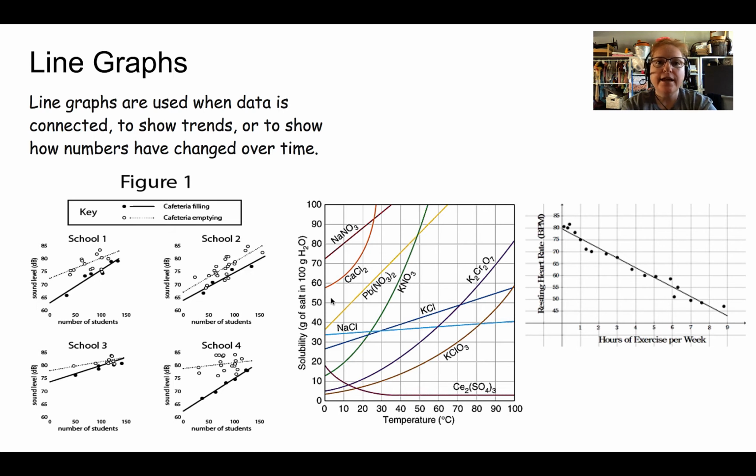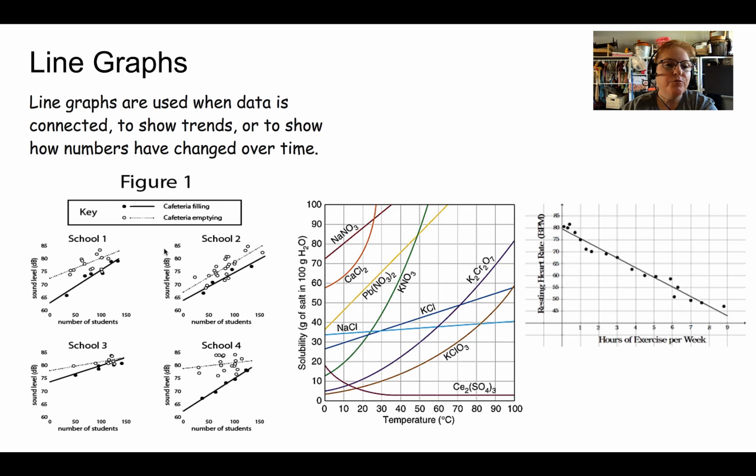Okay, line graphs. Line graphs are the ones that we are going to focus on. You already made your practice graph. You can use a lot of different graphs for science, but the main reason we're going to be focusing on line graphs is because it is a relationship between the independent and the dependent variable. So line graphs are used when data is connected, to show trends or to show how numbers can change over time.